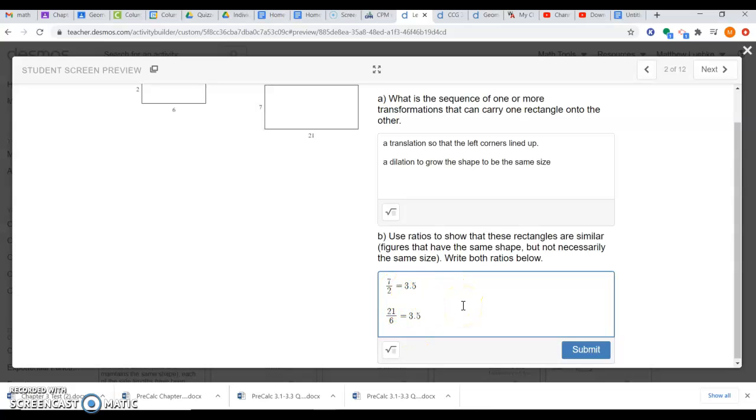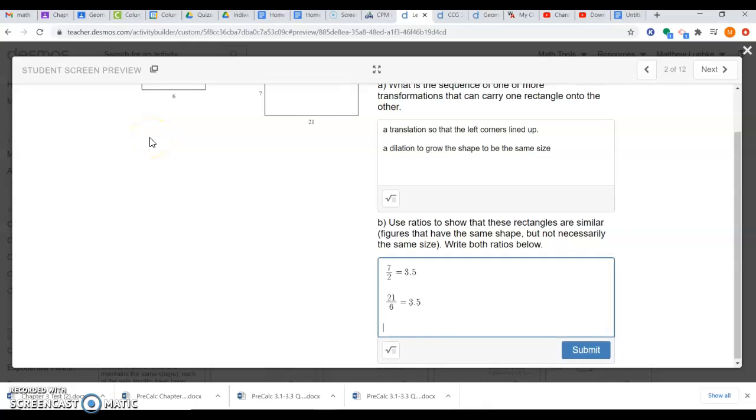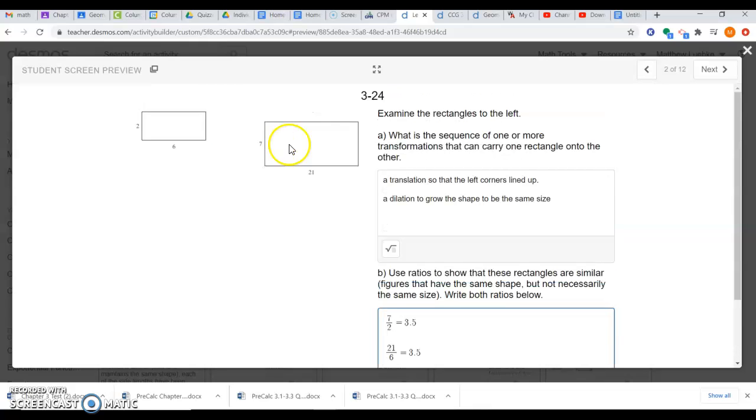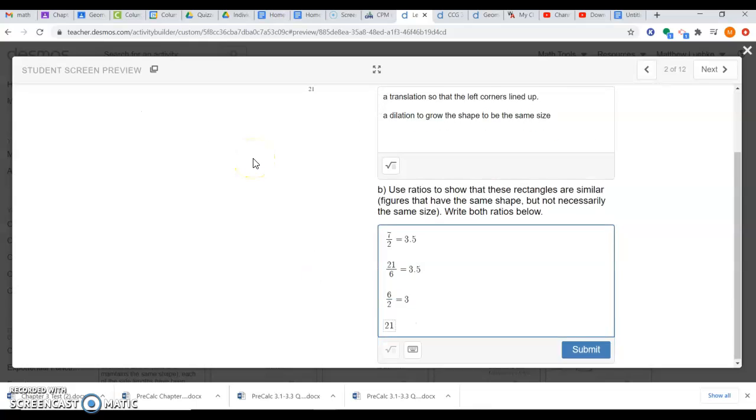The other way to set this up could be to do, instead of going corresponding sides, staying within the shape and dividing big side divided by little side. And so I could do 6 divided by 2. So this 6 here divided by the 2, and that equals 3. And then I could also do the same thing, big side divided by little side on the big shape now, and that would give me 21 divided by 7, which also equals 3.